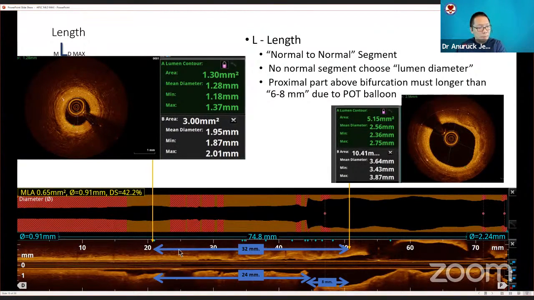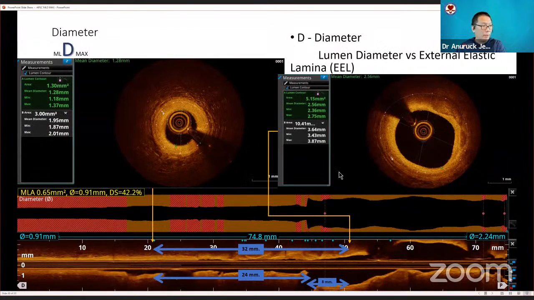That is the length of the vessel. And in this case, because it has crossed over the first diagonal, which is the big vessel, you have to prepare 6 to 8 millimeters for the POT algorithm. For the diameter you have to choose two things, because from the OCT you get the lumen diameter and the external elastic lamina, or EEL, diameter.